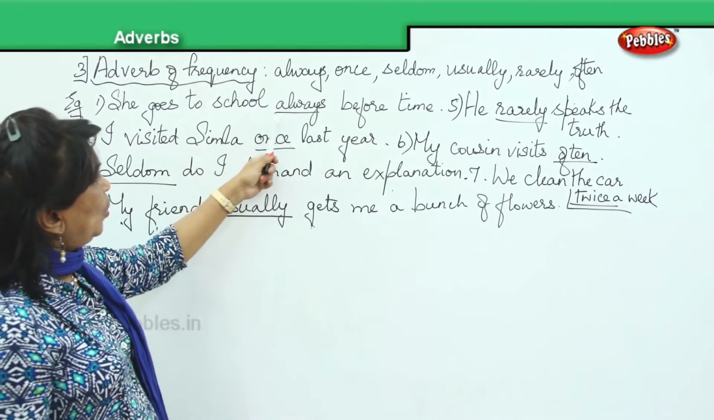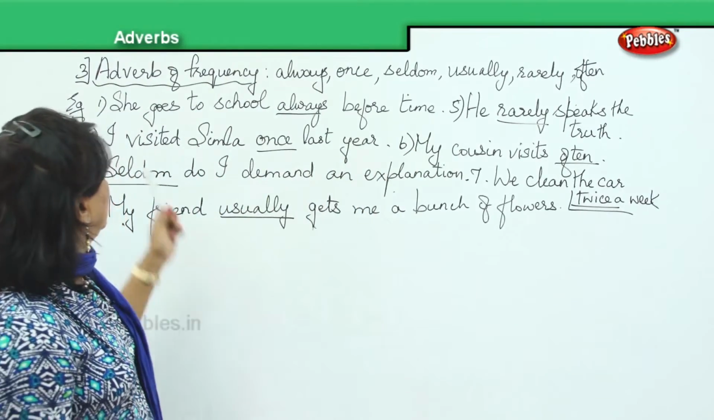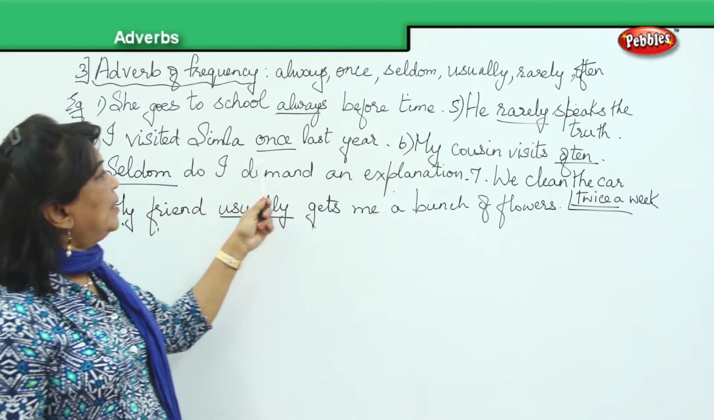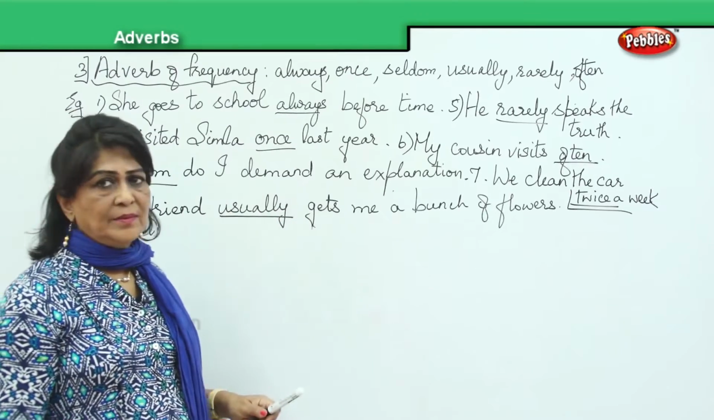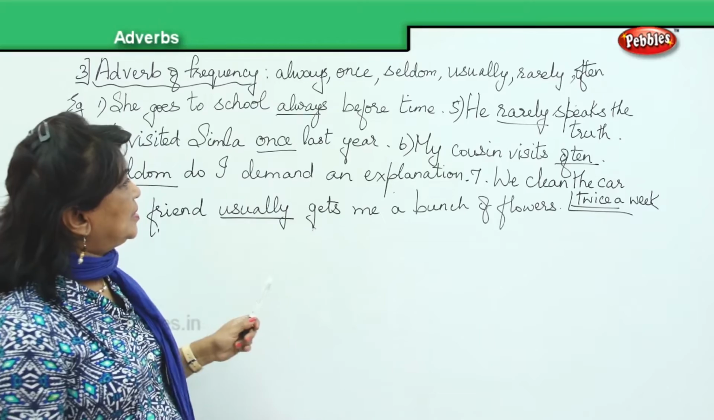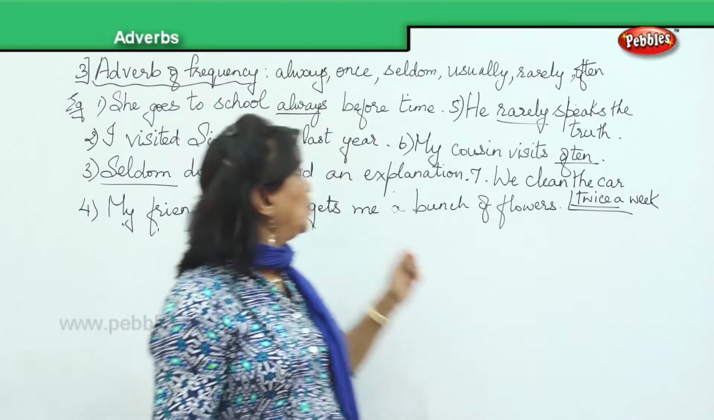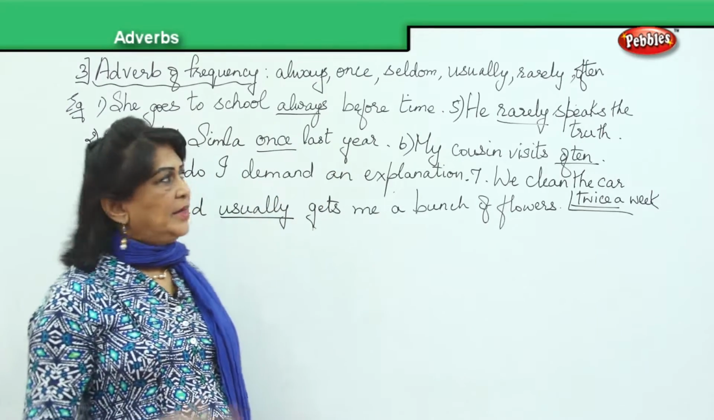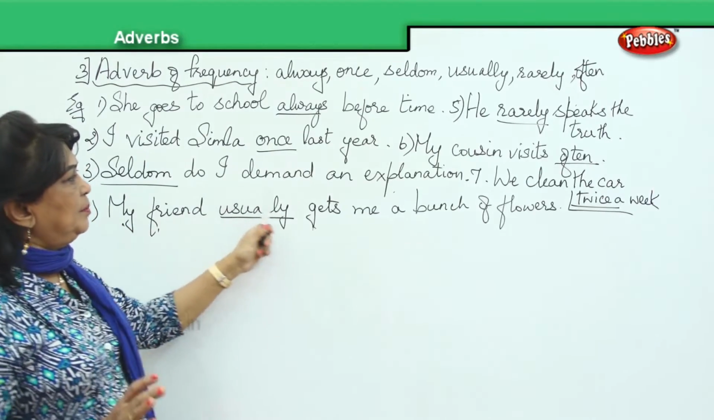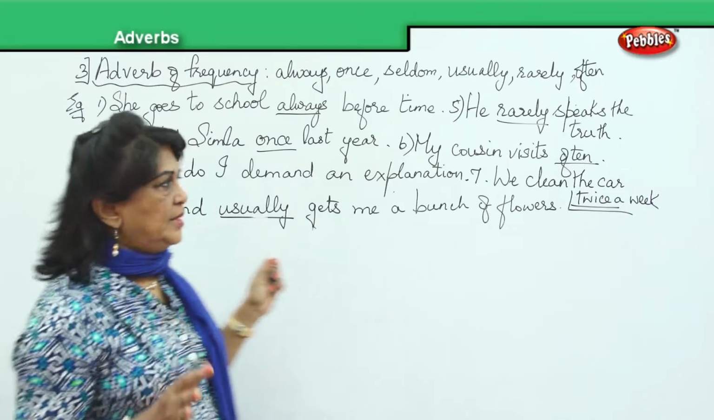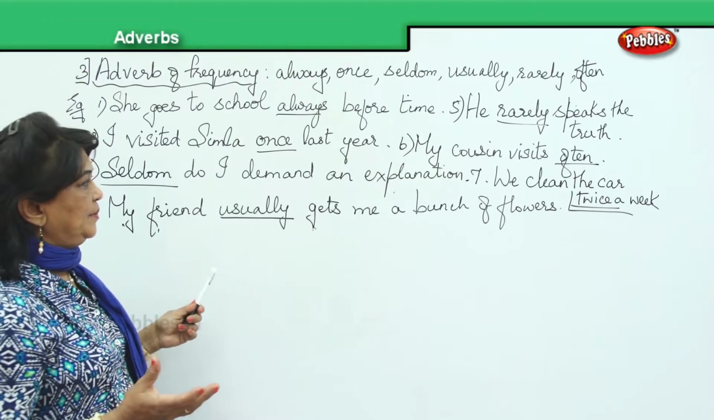She goes to school always before time. Always. I visited Simla once last year. Once is the adverb of frequency. Same way, we clean the car twice a week. So once and twice can be used for frequency. Next one. Seldom do I demand an explanation. Seldom means never. Never do I demand an explanation.